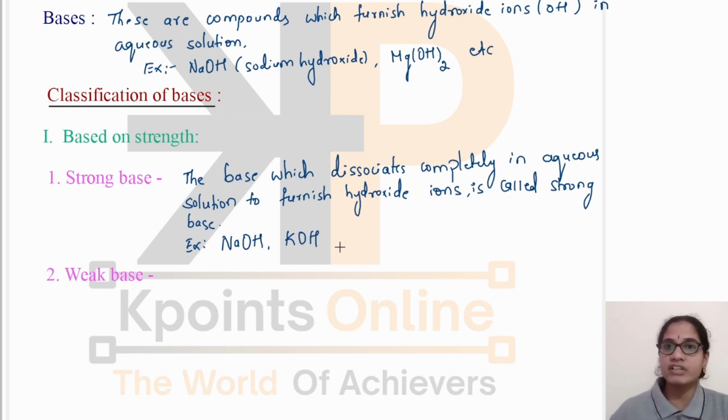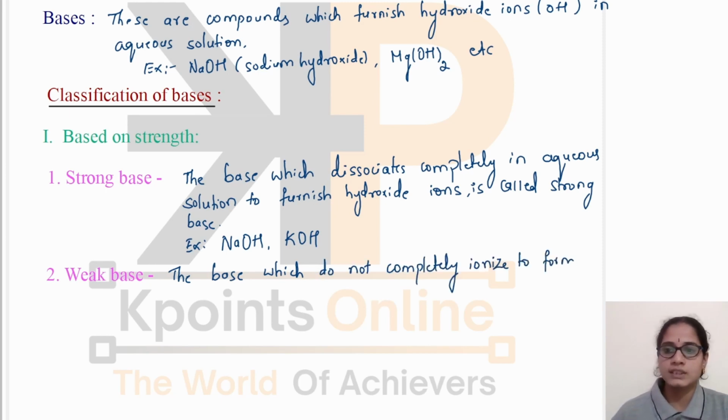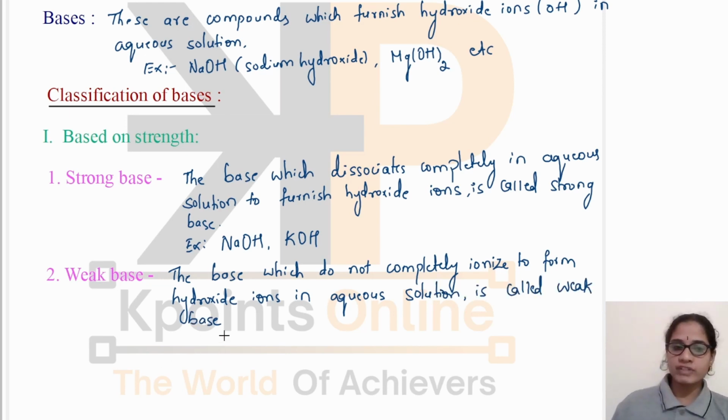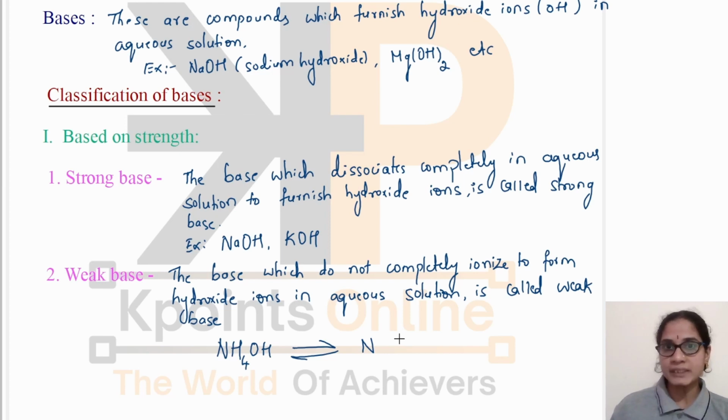Then how do we define weak base? The base which does not completely ionize to form hydroxide ions in aqueous solution is called a weak base. The example for a weak base is ammonium hydroxide. It is a weak base. It will not ionize completely in water to form hydroxide ions.